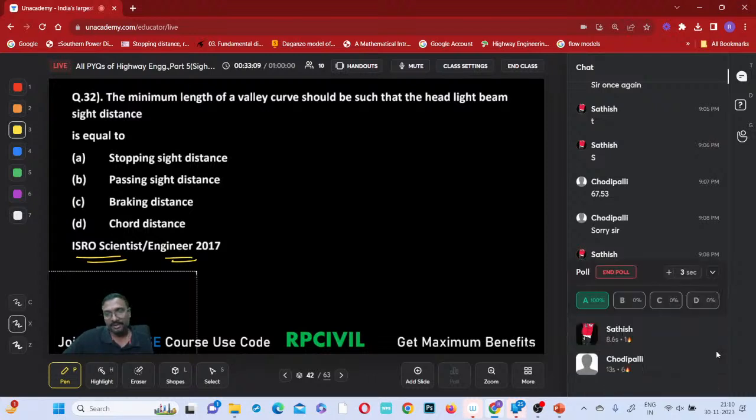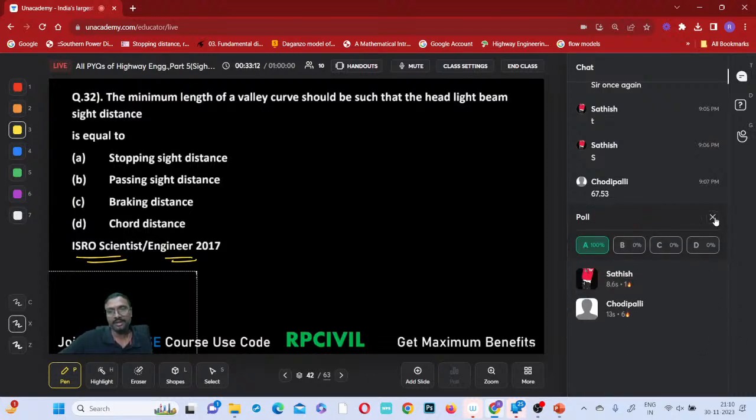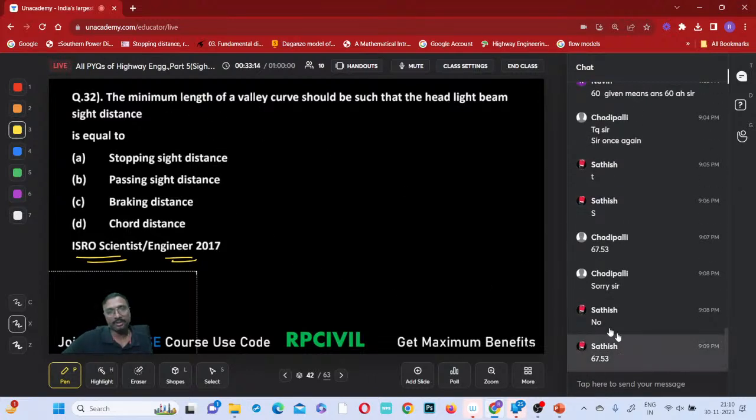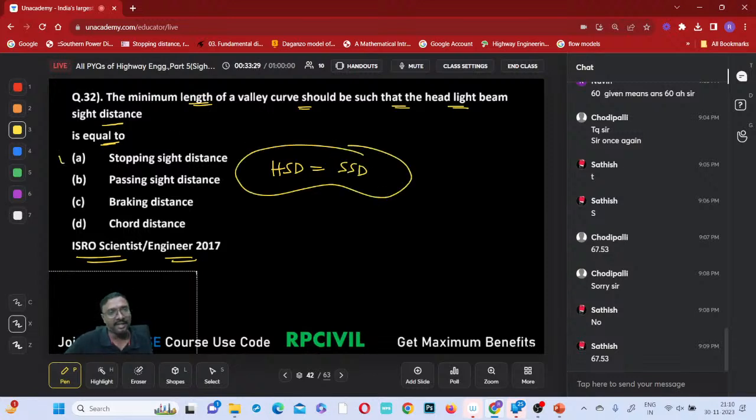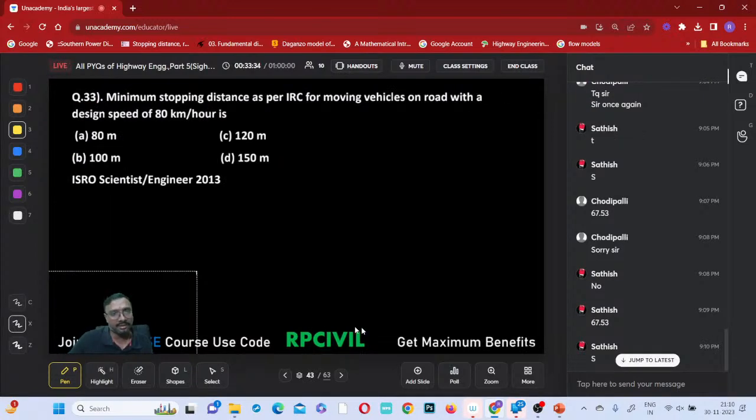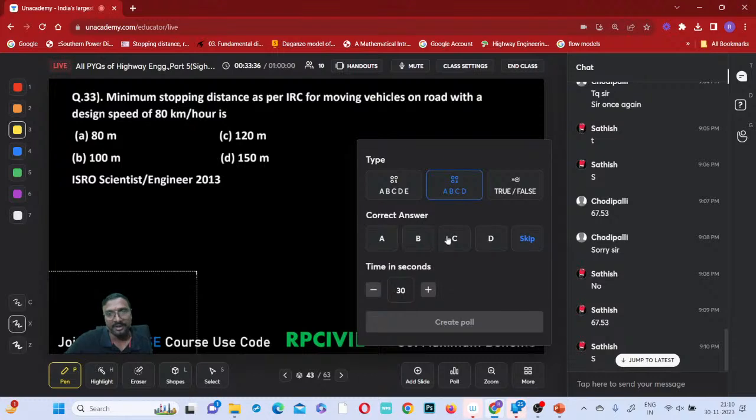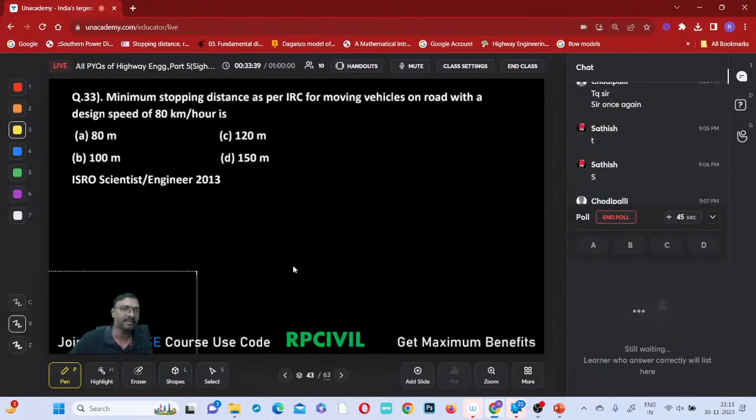Captain Jack Sparrow answered correctly. Satish Chodipalli also answered correctly from special. So what is it? The minimum length of a valley curve should be such that it has a headlight beam sight distance equal to what? The headlight sight distance must be equal to the stopping sight distance numerically. Both values are the same, yes or no? Now the 33rd question. This is also an ISRO question. Observe A, B, C, D properly and select the answer.